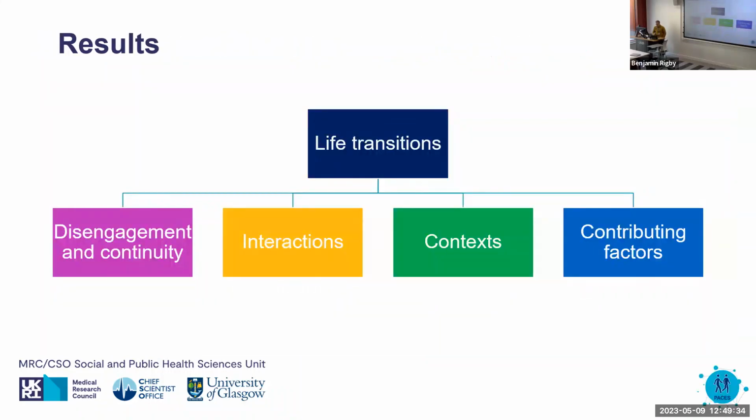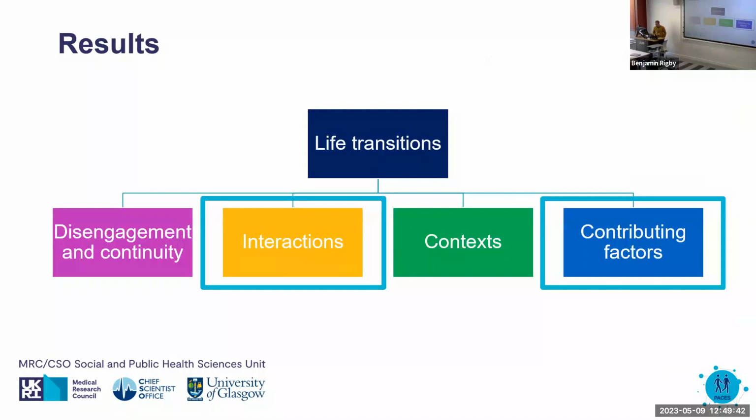So moving on to some of the qualitative findings here. This is a simplified and high level illustration of our current coding framework. And we're just going to focus on a couple of those in the interest of time: the interaction between physical activity and social connectedness, and the contributing factors perceived by the people we spoke to.